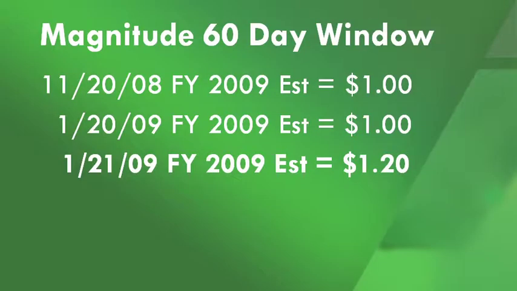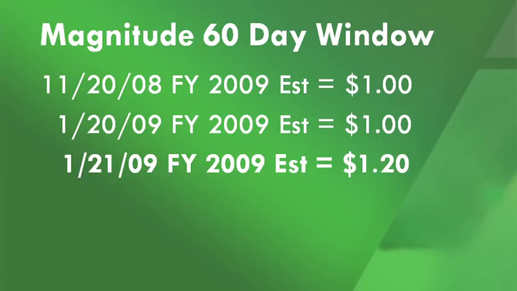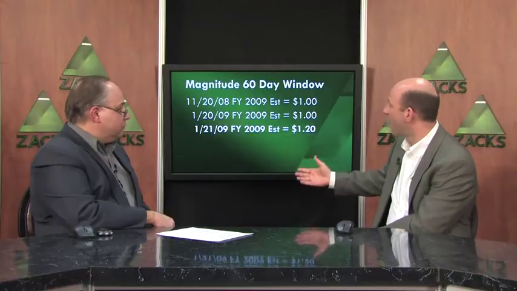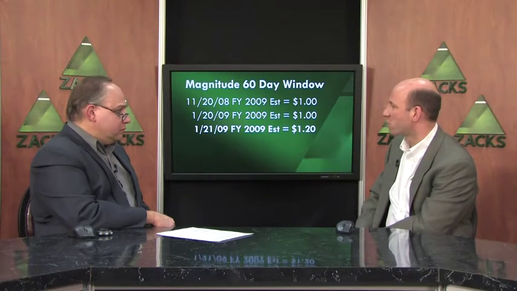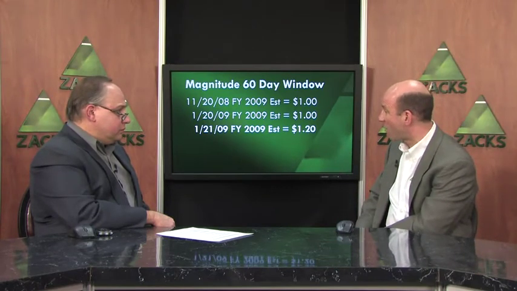Okay, so now we're going to roll forward the clock just one day. Here we are, January 21st. Most likely an earnings announcement came up, the analysts got very busy, they raised the earnings estimates, and now the earnings estimate for the firm is $1.20. If we take a look back 60 days, which would be November 21st, the earnings estimates would have been $1 back in those days, so $1.20 is a 20% improvement over $1. That's very good, and most likely, as of January 21st, this stock will have a Zacks #1 rank.